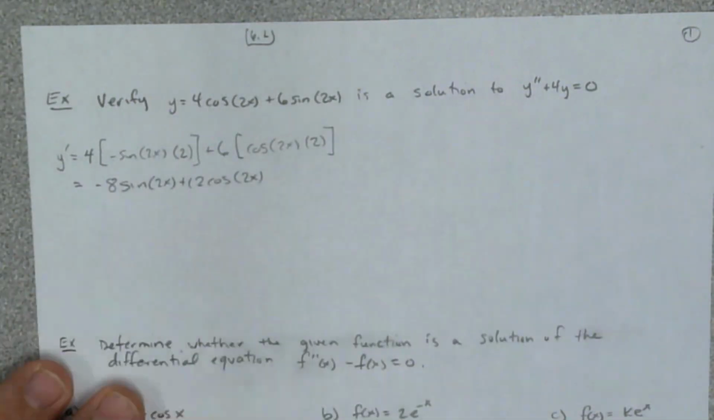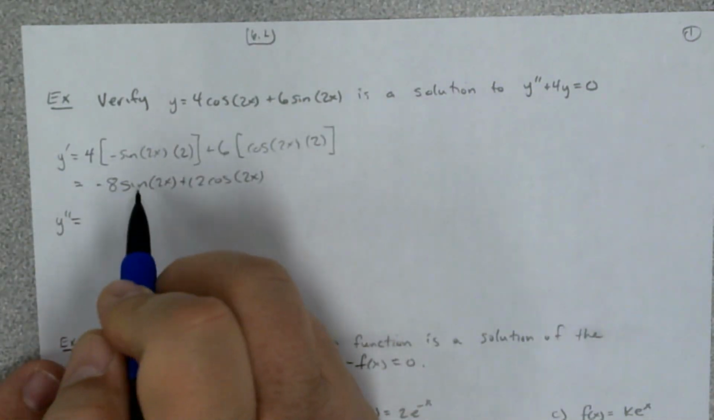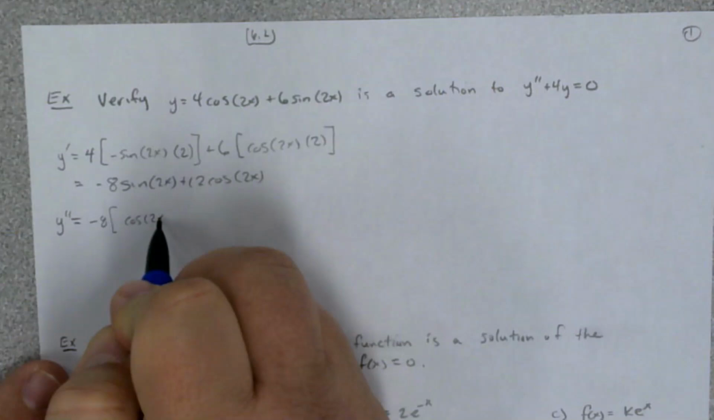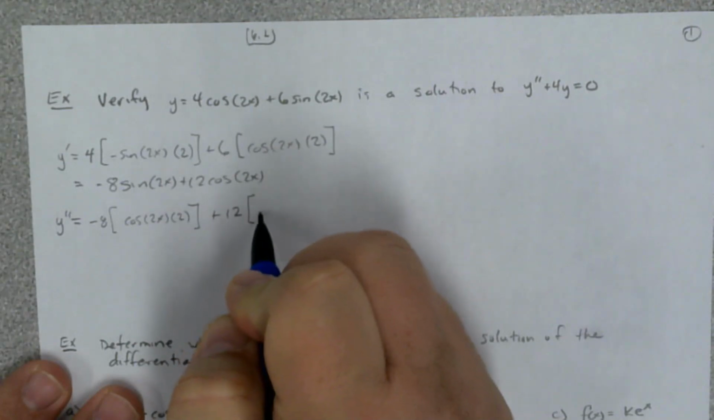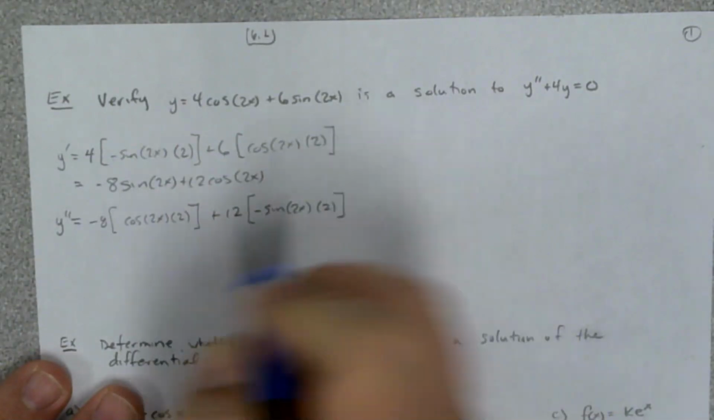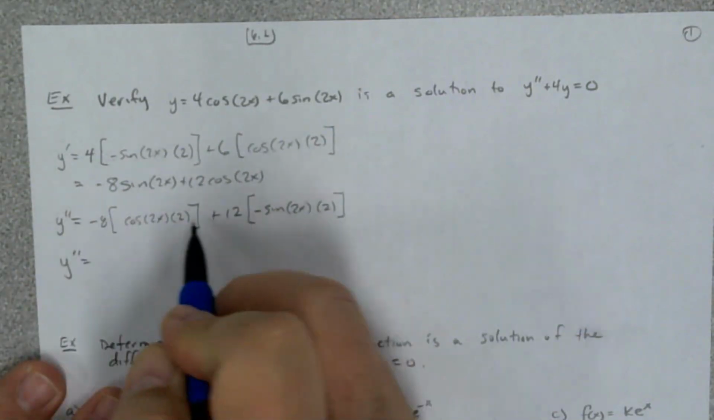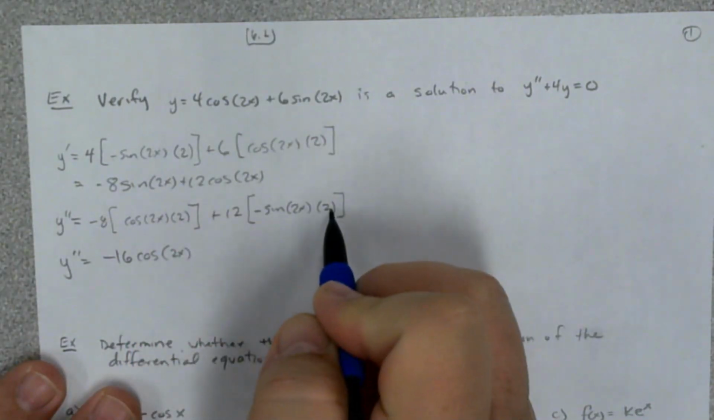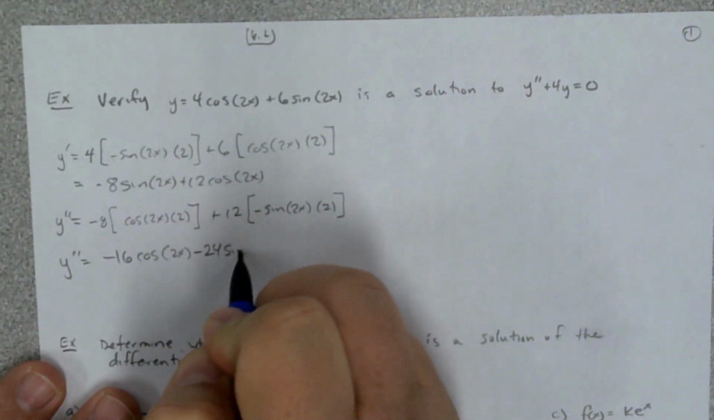This is the first derivative, but I need the second derivative, so I need to take the derivative of that again. So here's our negative 8 cosine of 2x times the 2. Here's my 12 negative sine of 2x times the 2. And then we clean this up because we're going to be using it. So we have a 2, so negative 16 cosine of 2x. Here we have 2, negative, and 12, so that's negative 24 sine of 2x.